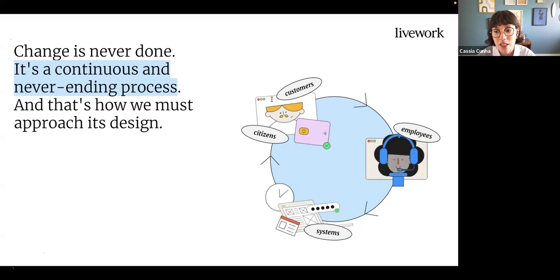And I'm going to take the chance to answer another question here. How did we create these indicators?